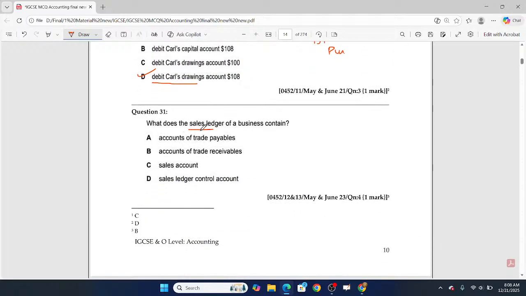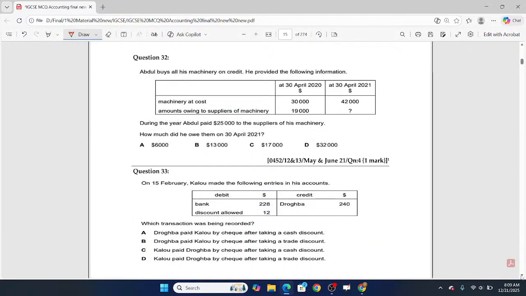What does the sales ledger of the business contain? Only credit sales. Sales ledger of the business contains accounts of trade receivables. Sales ledger means it's only receivables, right? No, it's not the sales account, it's the sales ledger control account, not trade payables. It contains only the trade receivables, right? 30th, 32nd question.